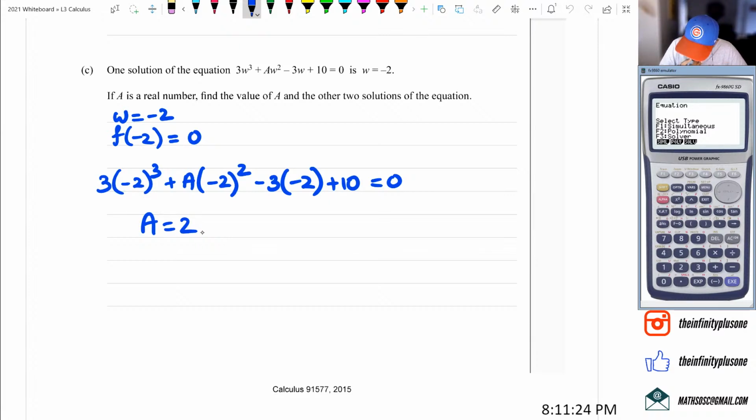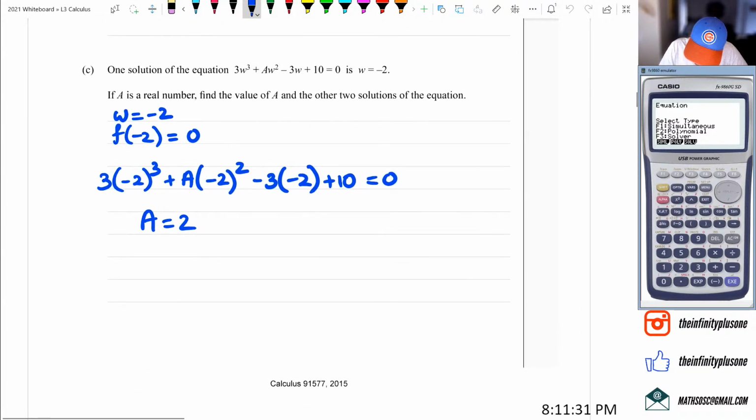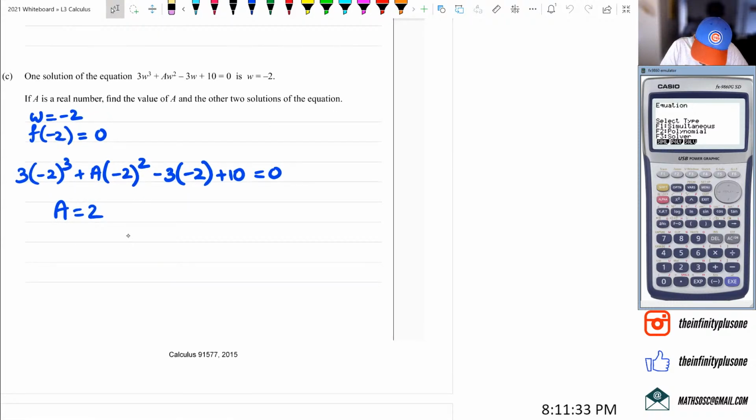Now, what are the other two solutions? I'm going to show you two ways of doing this. We've got the first factor, which is W plus 2. Think about it like this, and this might help because you don't have to do long division. You can do long division if you are comfortable with it, but if you're not, then you can do something like this.